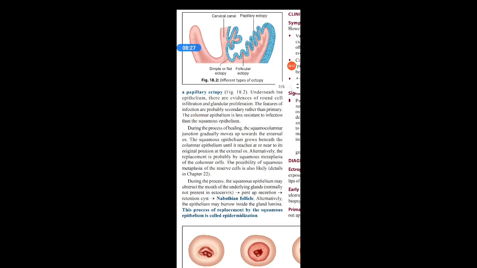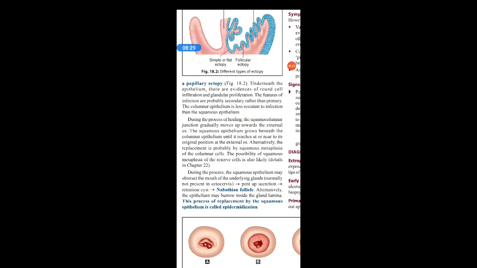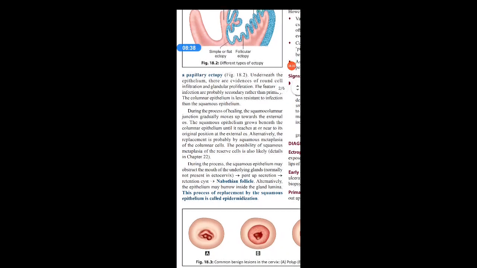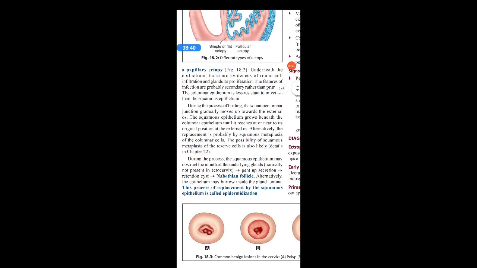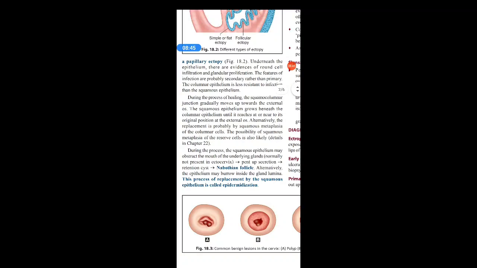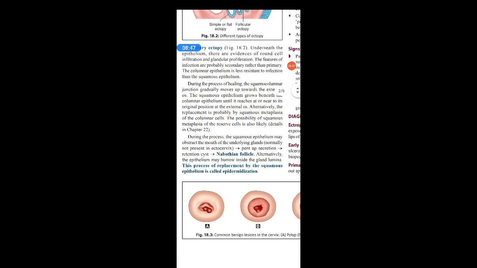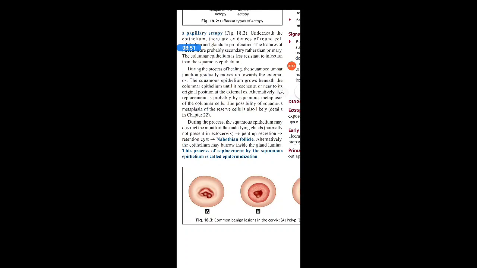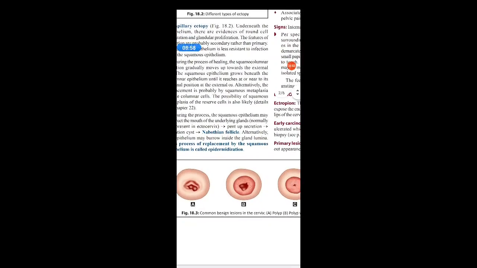During the process of healing, first the SC junction gradually moves out towards the external os. Then the squamous epithelium grows beneath the columnar epithelium until it reaches or nears its original place at the external os. Alternatively, the replacement is probably by squamous metaplasia of the columnar cells, and this is a method of healing. During the process, the squamous epithelium may obstruct the mouths of the underlying glands, normally not present in the ectocervix, causing pent-up secretions, giving rise to the retention cyst or the Nabothian follicle.